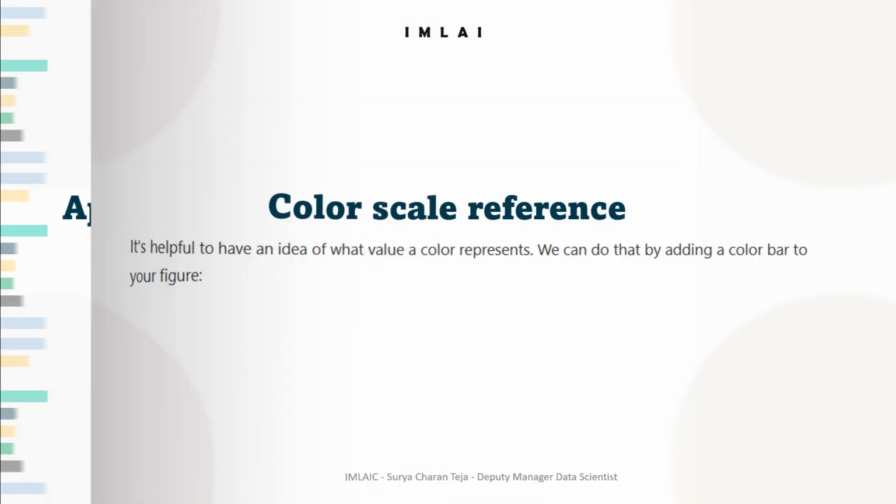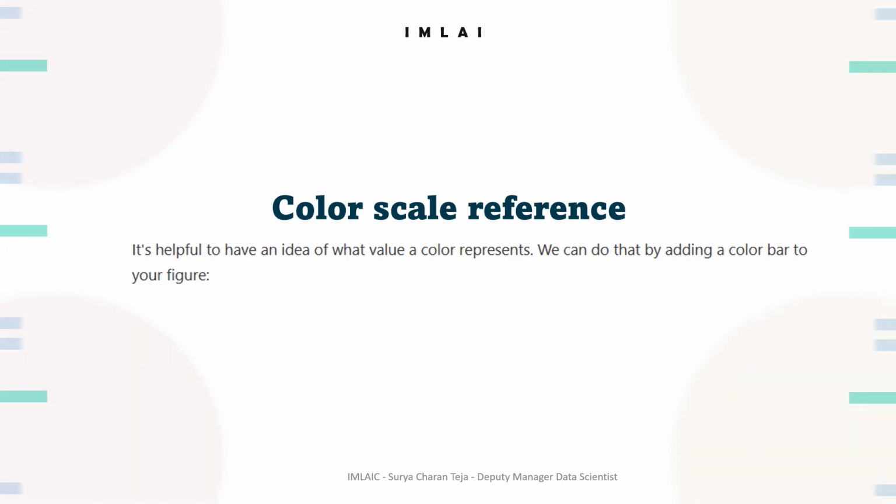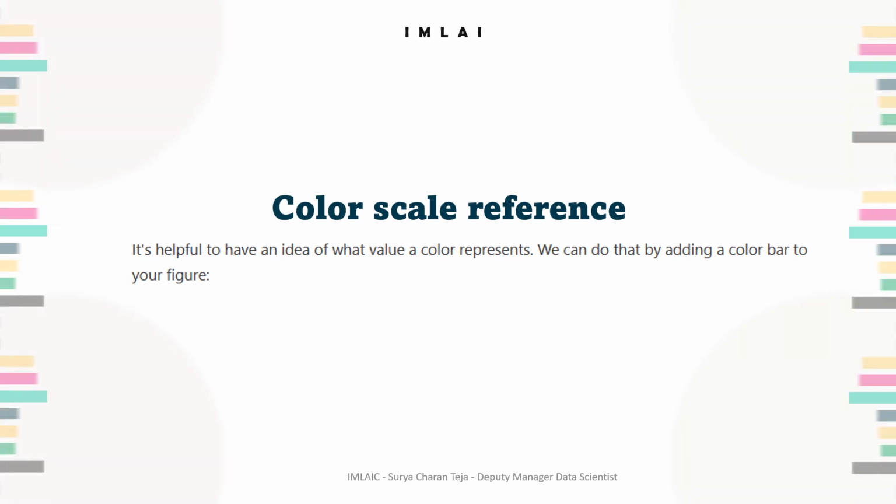Okay, now let's add a color scale reference to our image. It's helpful to have an idea of what value a color represents. We can do that by adding a color bar to our figure. We did it in object oriented coding style. In the first module, we used the color bars at the end. Similarly, we will use the same method, color bar, to this. It's not a difficult task.